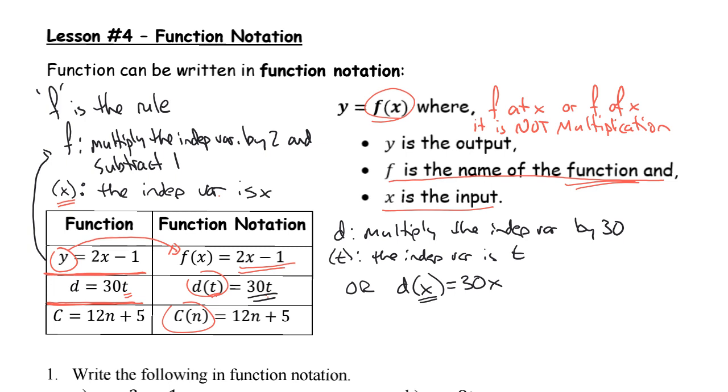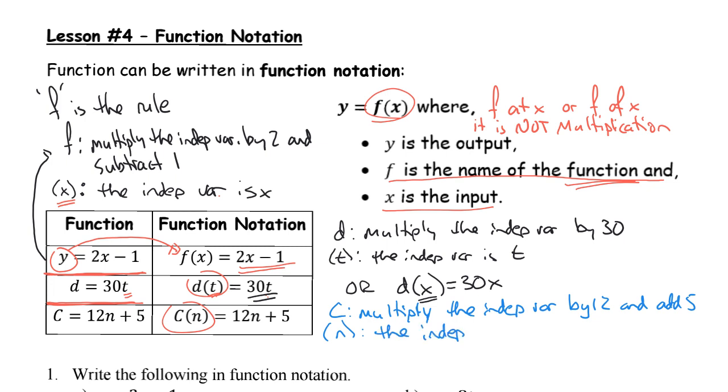In this last one here, c, what does c stand for? Well, it stands for multiply the independent variable by 12 and add 5. And then what we're seeing here is that inside the parentheses is n. So we're being told the independent variable is n. Put that together, and it's 12 times n plus 5.